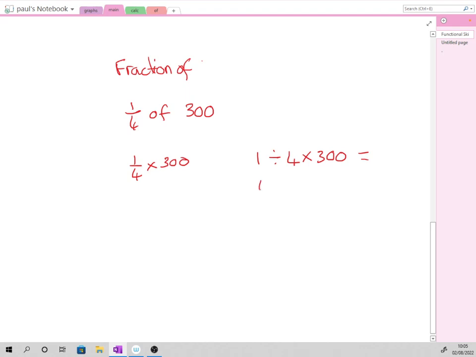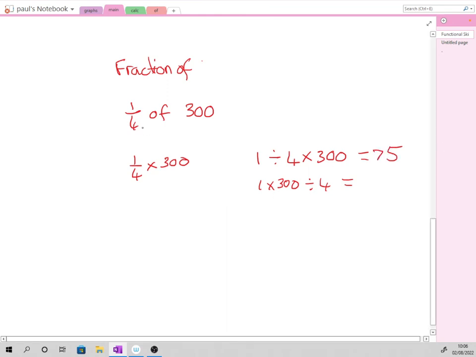Or you can do 1 times the 300 divided by 4. Doesn't matter. I prefer the top way because this, for me, I like to get the fraction bit done. And don't press equals or anything, just carry on. Just go, let's go 1 divided by 4 times 300 equals 75. So, a fraction of a number. Just put the fraction in front, the number afterwards, and the multiply.